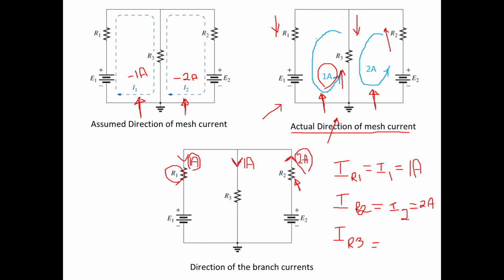Now compare these two currents. I1 is 1 ampere and I2 is 2 ampere. So which current do you have to write first? I2. Why are we writing I2 first? Because the magnitude of I2 is greater than I1. So 2 minus 1. What is 2 minus 1? 1 ampere.